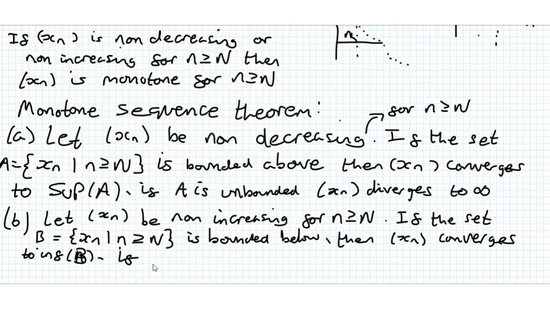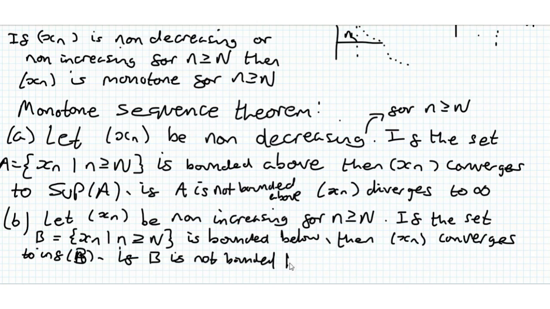Right, so if B is unbounded, well, I shouldn't really be writing unbounded because it could have an upper bound, so if it's not bounded above, we'll say, and again for B, is not bounded below, then xn diverges to negative infinity.